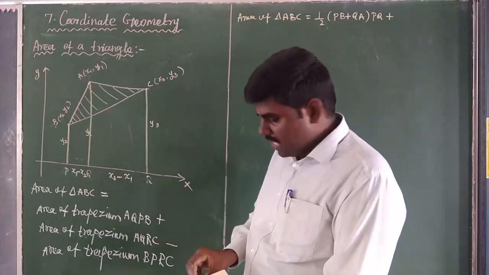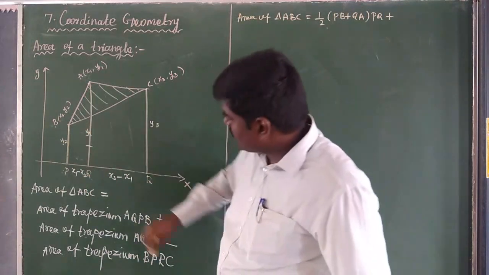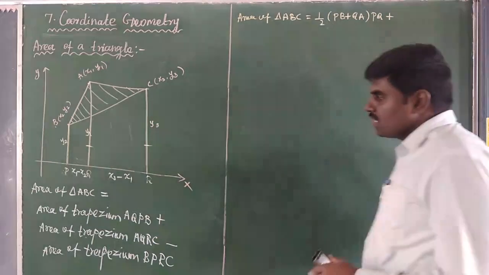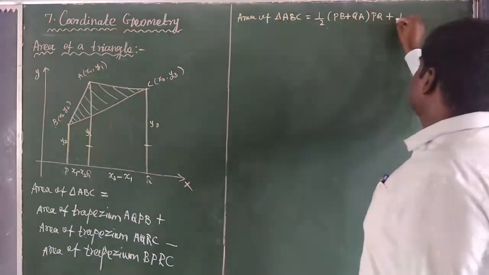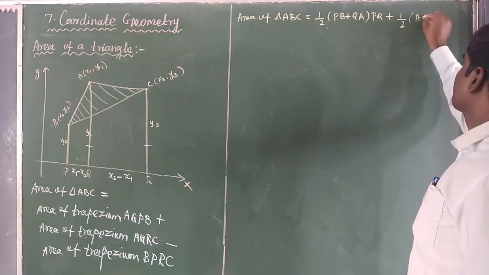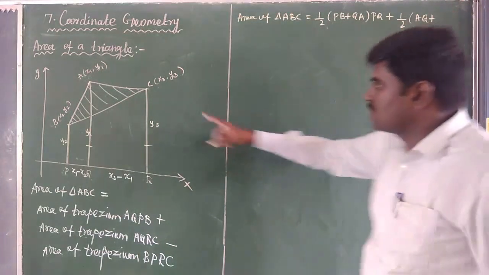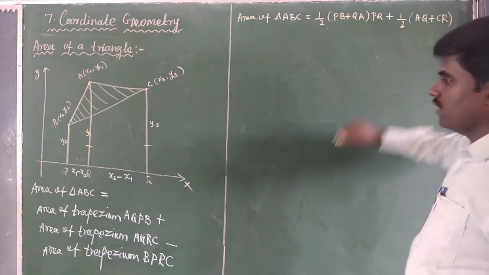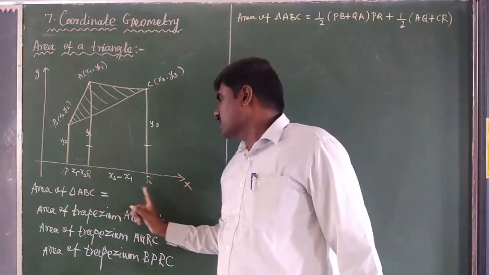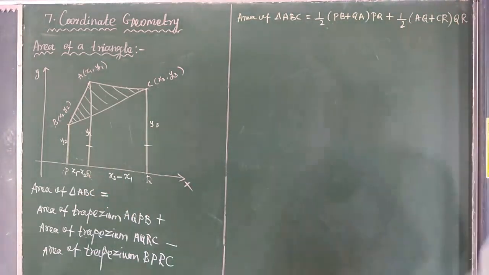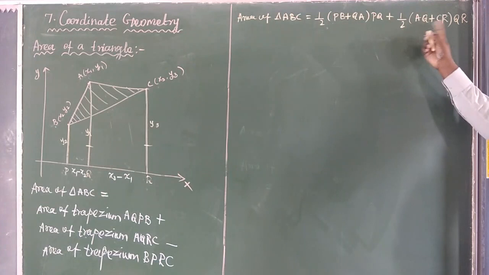What sides are parallel? Here, AQ, next one CR. The two sides are parallel. So here, half into AQ plus CR, into, what's the distance between the parallel lines? That is QR. It's clear? Half into AQ plus CR.